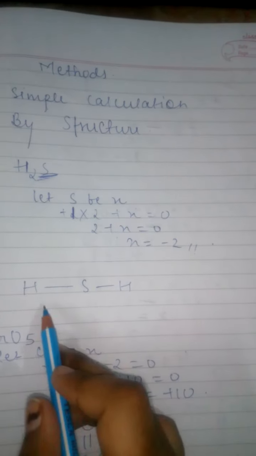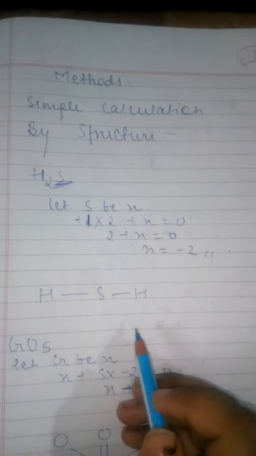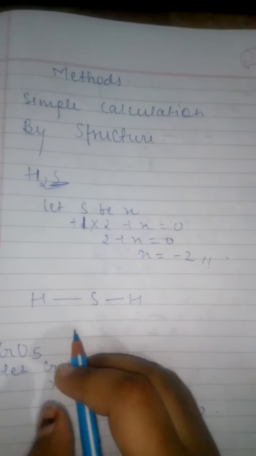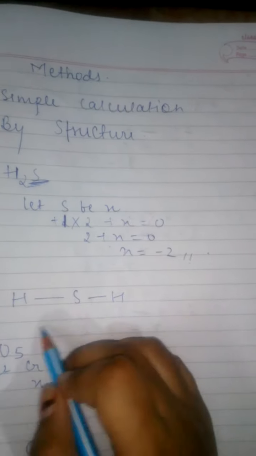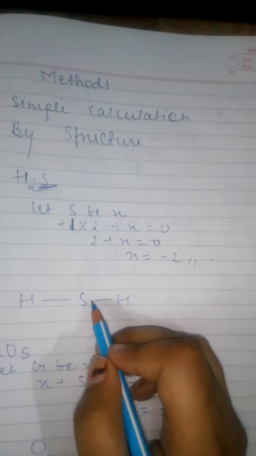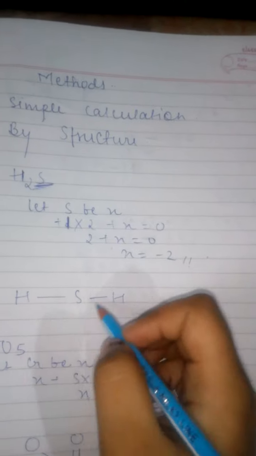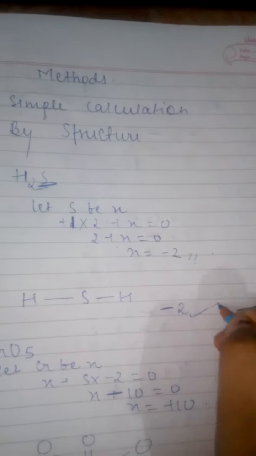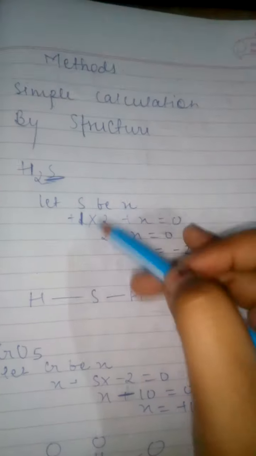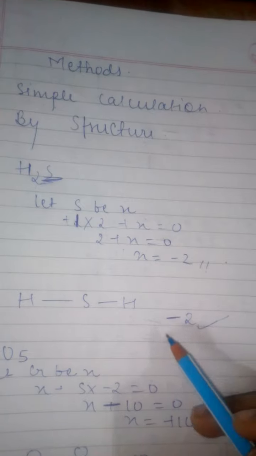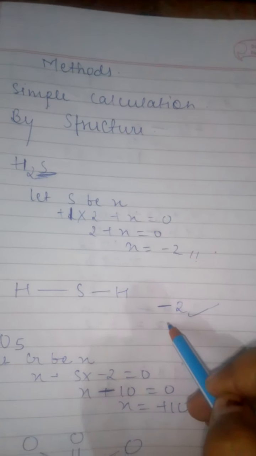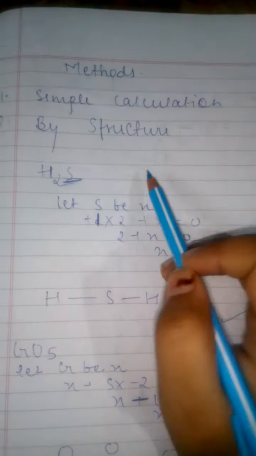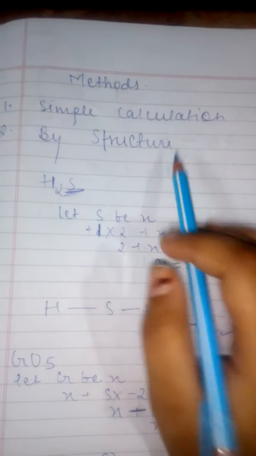And by the structure method, you can see that I have already drawn the structure. In this case, we only have to count the number of bonds attached to the sulfur, and the bonds are 1 and 2, and as sulfur is more electronegative, it acquires the negative charge. Therefore, in this case, its oxidation number comes to minus 2. But I can say that the structure method is more appropriate for finding the oxidation number, because the calculation method may sometimes turn out wrong, but the structure method always provides 100% correct answers.